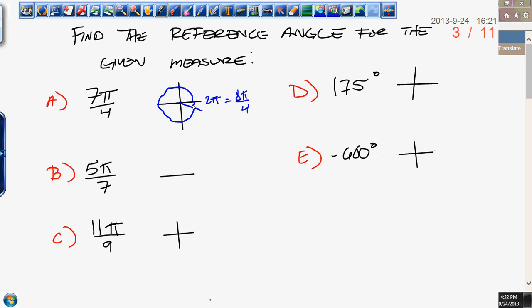Well, I'm talking about this angle right there. So if this is 8 pi over 4 and this is 7 pi over 4, my reference angle would be just pi over 4.